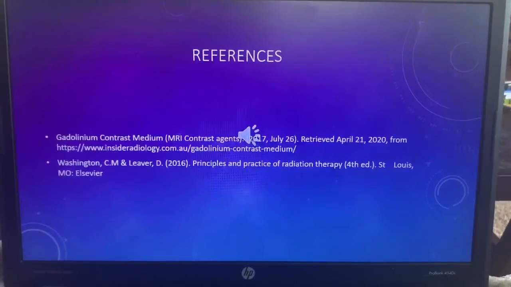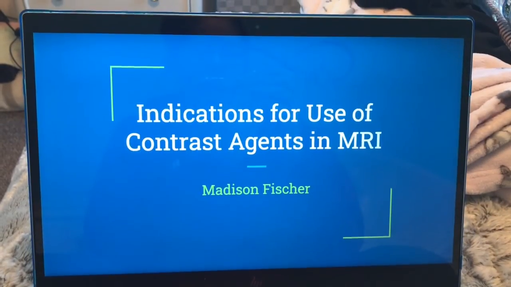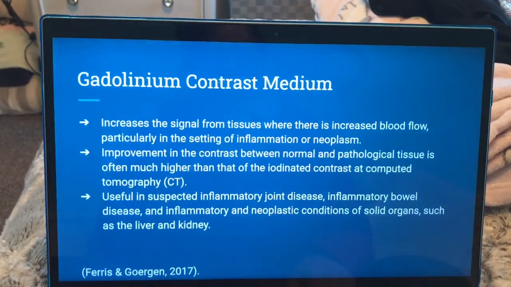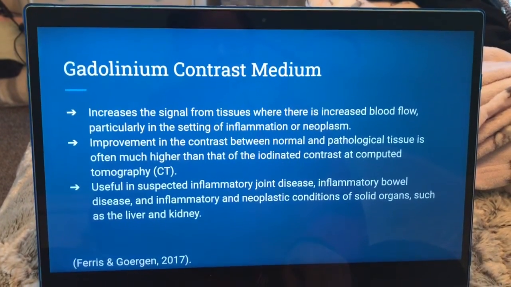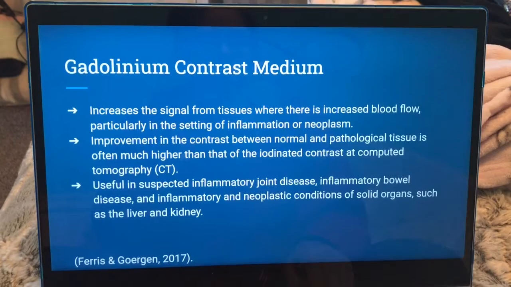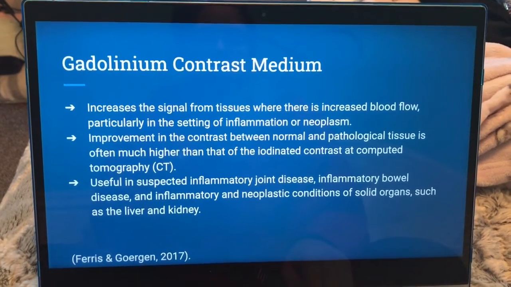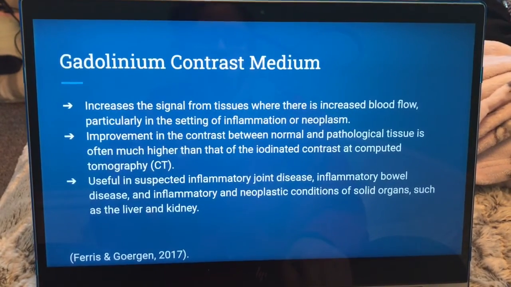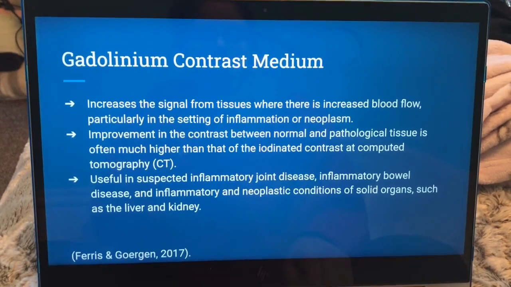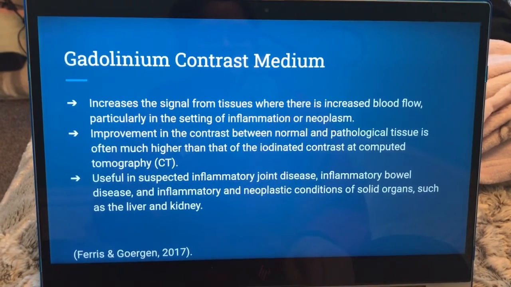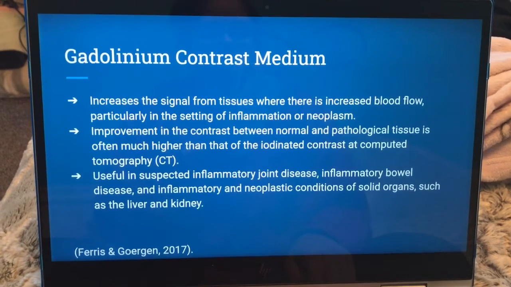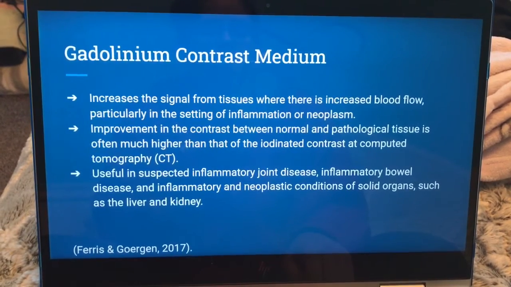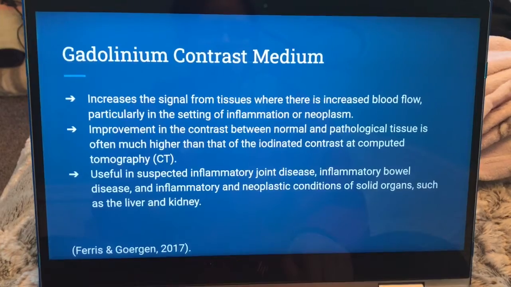And here is my reference page. Indications for use of contrast agents in MRI. Gadolinium contrast medium increases the signal from tissues where there is increased blood flow, particularly in a setting of inflammation or neoplasm. Improvement in the contrast between normal and pathological tissue is often much higher than that of the iodinated contrast at computed tomography.